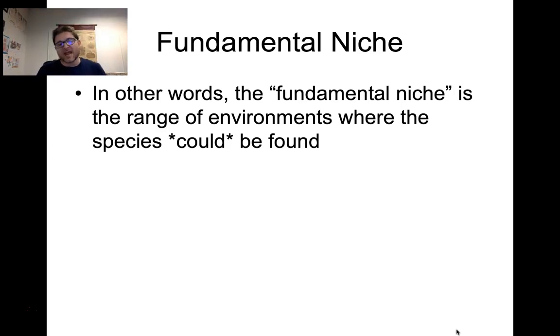Another example, maybe an island has really great habitat for a particular species of deer. But if the island is so isolated from any landmass, the deer still aren't going to be found in that environment, even though they would really thrive when they got there, because there's no way for them to get to that island. So species distribution modeling shows you the fundamental niche, which shows you the range of environments where the species could be found, not where it necessarily is found.